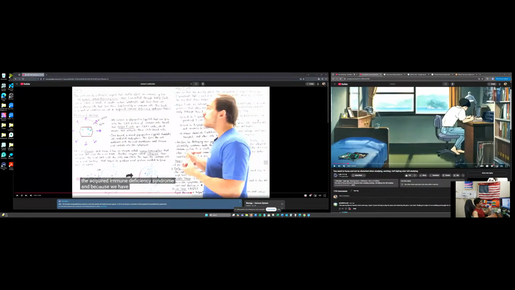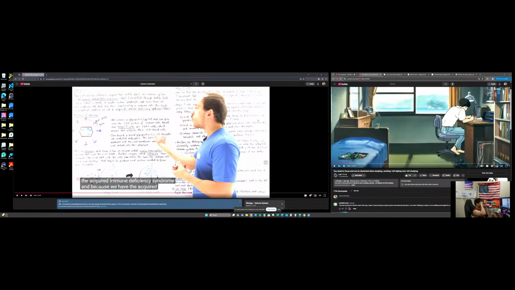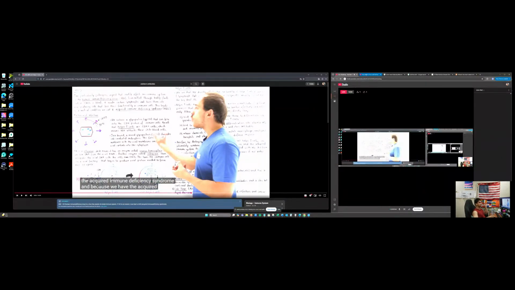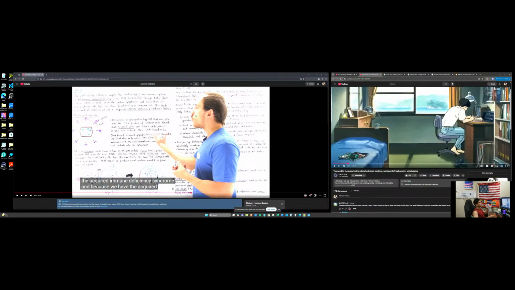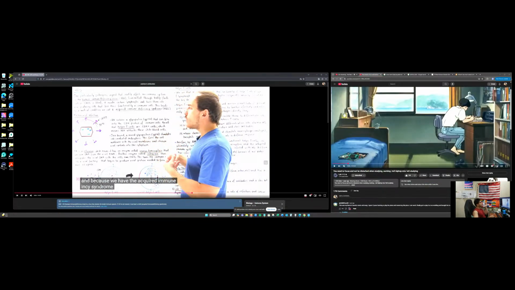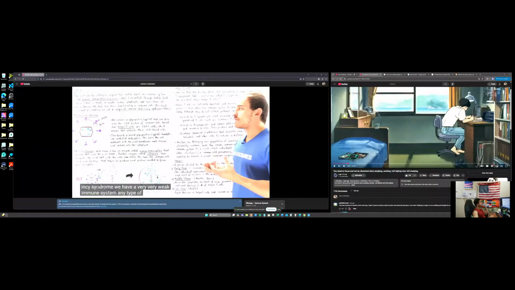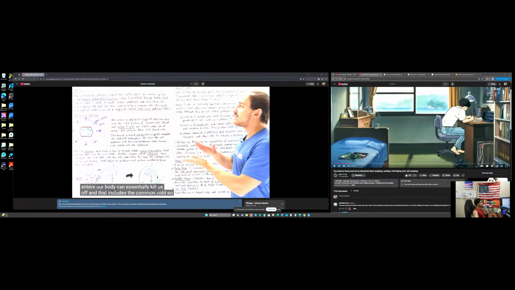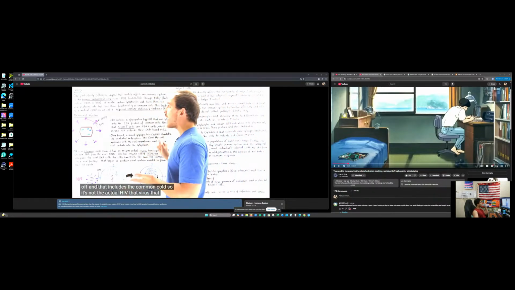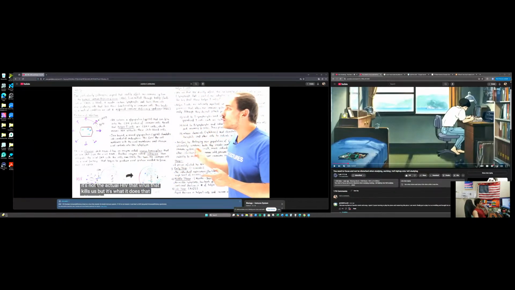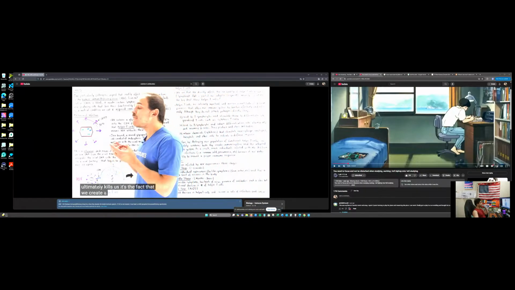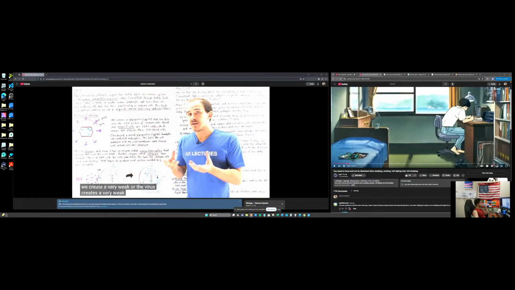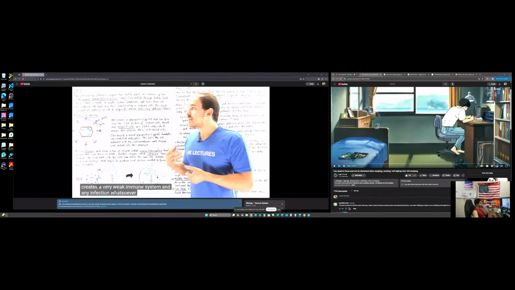And because we have no helper T cells, we don't have any plasma cells. We won't have any memory B cells. The immune system's cooked. Literally. Acquired immune deficiency syndrome, we have a very weak immune system. Any type of infection that enters our body can essentially kill us off, and that includes the common cold. So it's not the actual HIV, that virus, that kills us, but it's what it does that ultimately kills us. It's the fact that the virus creates a very weak immune system, and any infection whatsoever can essentially kill us off.